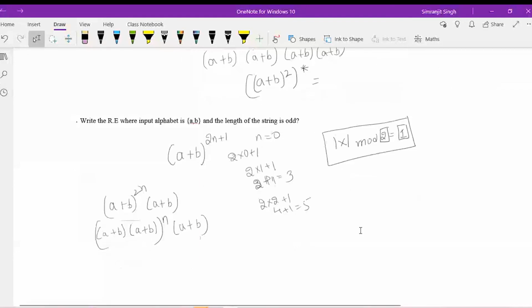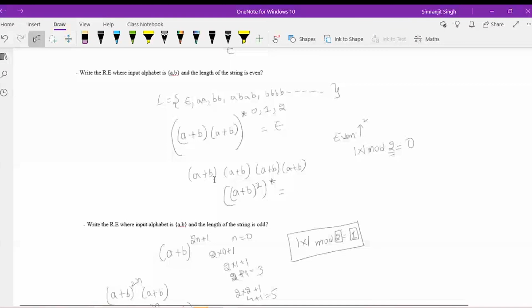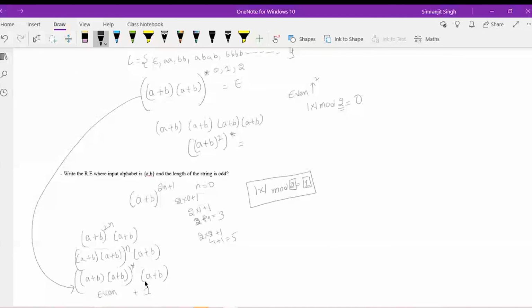Now, if you want to write this regular expression clearly, you can write it like this: (a+b)(a+b) whole star, then (a+b). From this you will always get an even length string, and to the even length string you are just adding a string of length 1. This part is the even length expression, and I am just adding a one length string, so that also becomes odd. This is another way to derive the same thing.